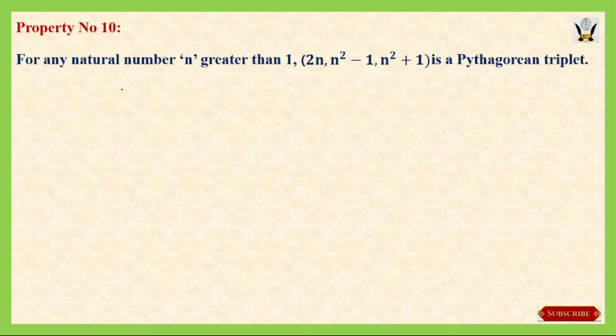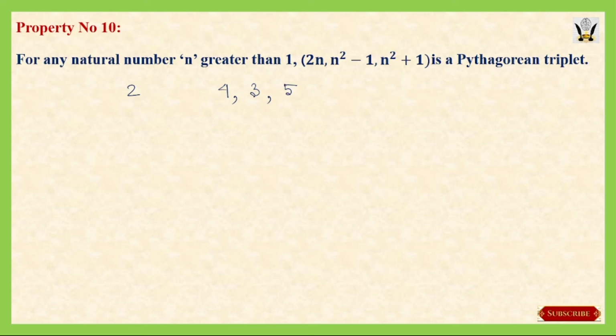So let's choose the next natural number after 1, and that is 2. So for 2 we will take one number as the double of that natural number, so it will be 4. Then the next number will be 2 square minus 1, so 4 minus 1, which is 3. And then the third number will be n square plus 1, so 2 square plus 1, that means 5.